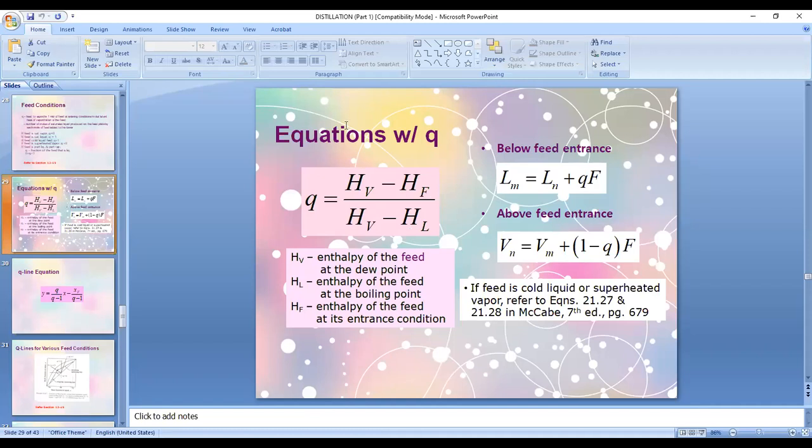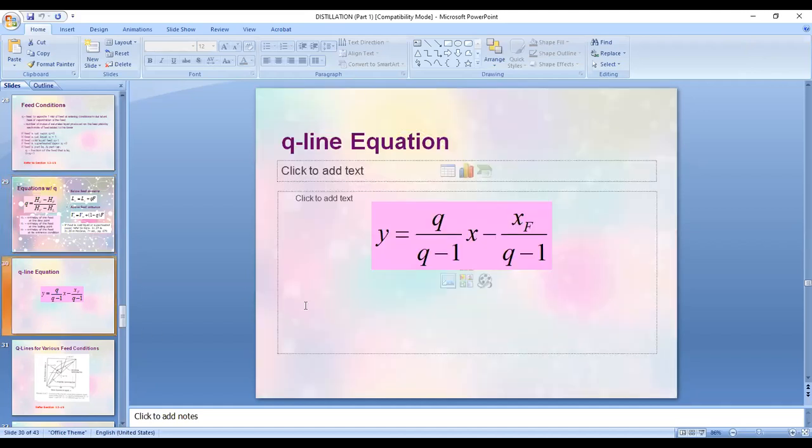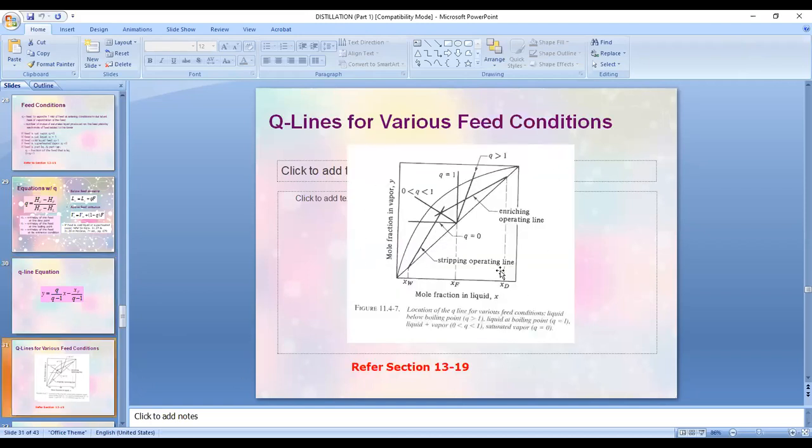Okay, this is the equation as given by John Copley, and the equations given by McCabe I did not place here anymore. The equations that I placed in here are based on the 7th edition of McCabe, so it's with the other equations from McCabe. Now your Q line equation is this. It needs the mole fraction of the feed, and of course it needs the Q value. Now, if plotted, these are the orientations of your feed line or your Q line based on its value.